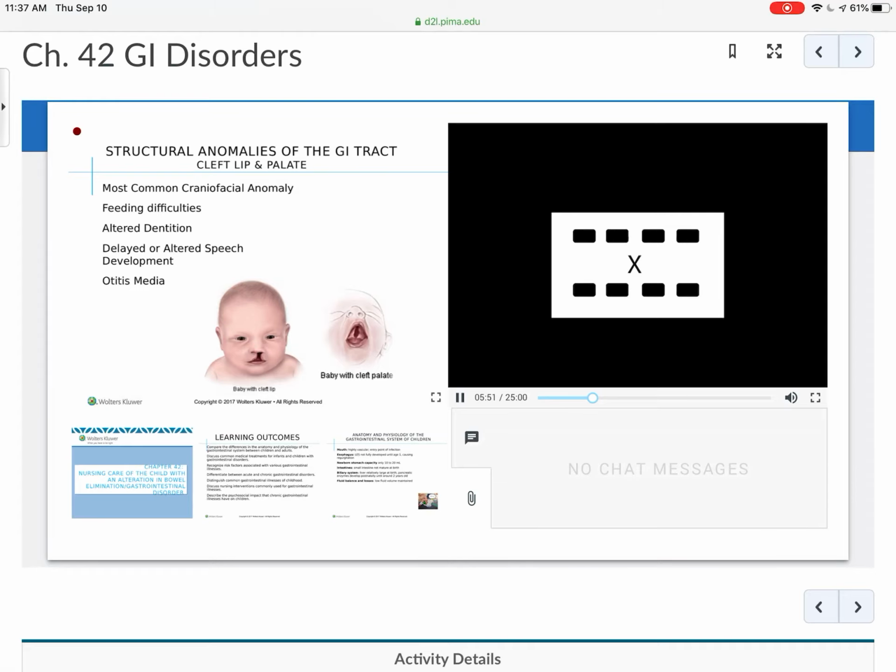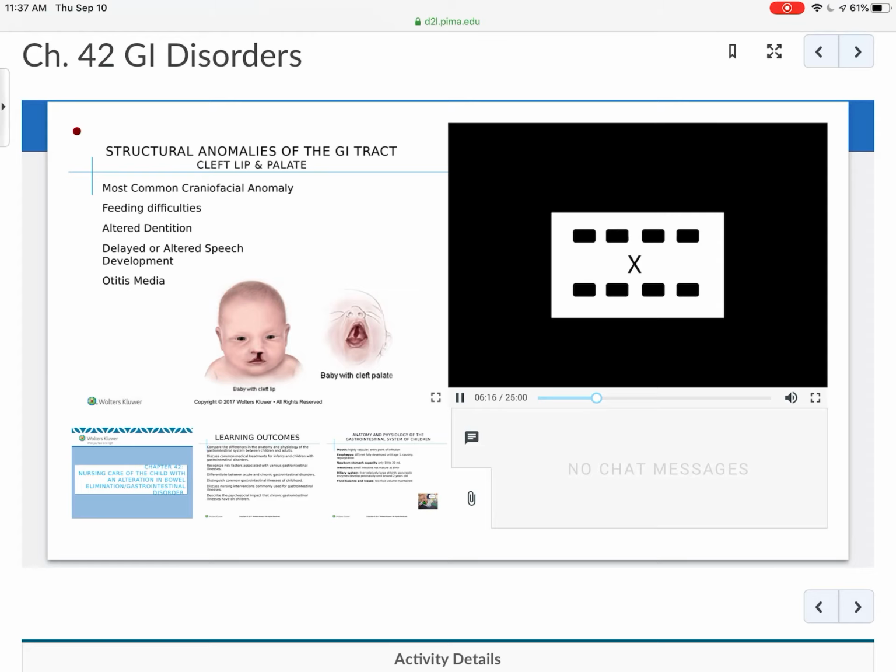It's the most common craniofacial anomaly that we see. Sometimes kids have both the cleft lip and the cleft palate, or they can have one or the other. It has also been seen with other anomalies. Usually, if a child has a congenital anomaly, there's often more.